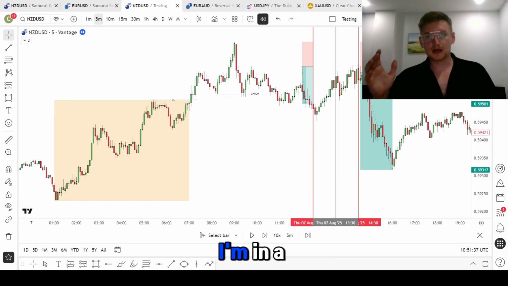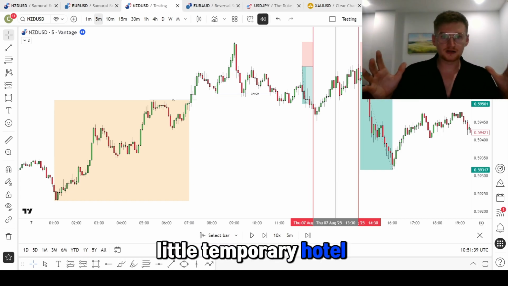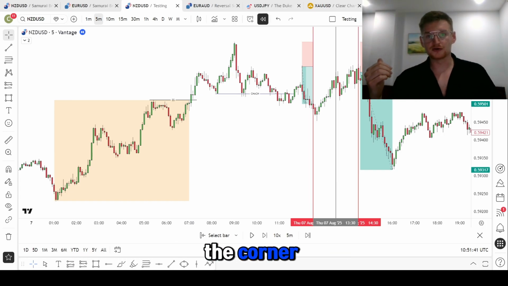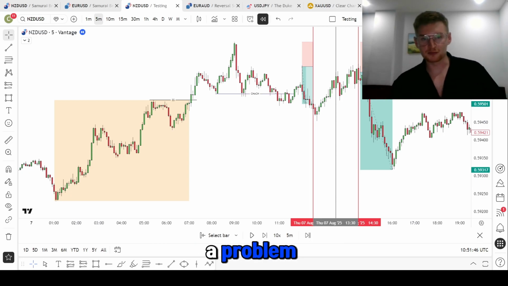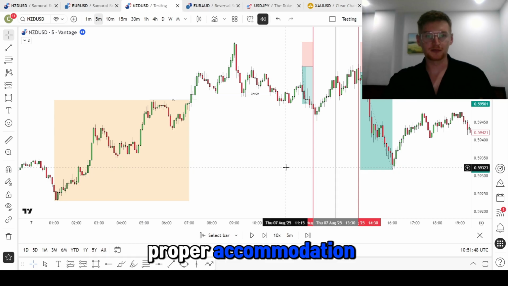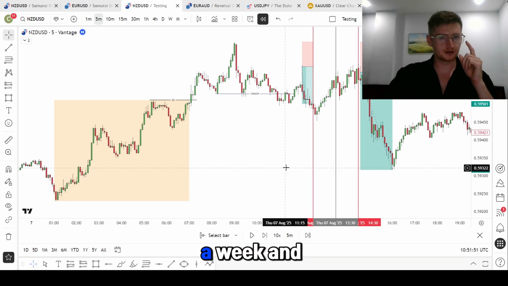Ignore the setup. I'm in a little temporary hotel. I'm literally one multi-gym in the corner away from being that meme. It's like men could literally live like this and not see a problem. But anyway, we move. Proper accommodation getting sorted in a week and a half.